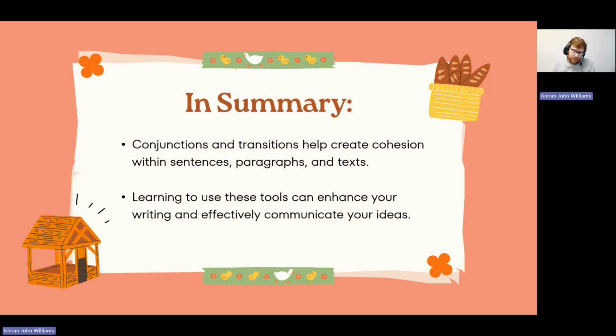To summarize our lesson today then, we can use conjunctions and transitions as an essential part of creating cohesion in writing. They help connect sentences, paragraphs, and whole texts so that the ideas flow logically and smoothly. By learning to use these tools effectively, you can greatly enhance the clarity of your writing and communicate your ideas with confidence. This will lead to better grades in your assignments and essays. So, cohesion isn't optional. It's not something that you can choose to include or not include. It is a core part of strong, readable writing.